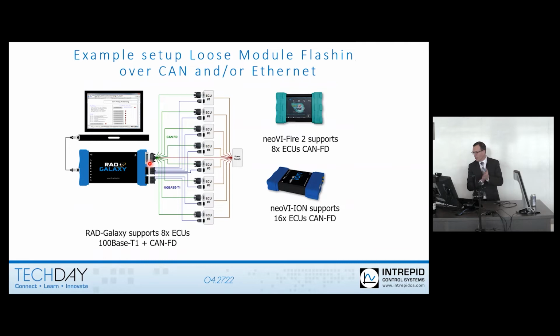So a couple of notes here. The Galaxy would support 8 CAN channels, but the Ion goes all the way up to 16. We have tested this with 16 modules. That works. Fire 2 supports 8. And we also have the Red, hopefully you guys got a chance to check out downstairs, the Neovi Red 2-8 and the Fire 3s. The Fire 3 would have support for 16 channels also, which is kind of our next target here.